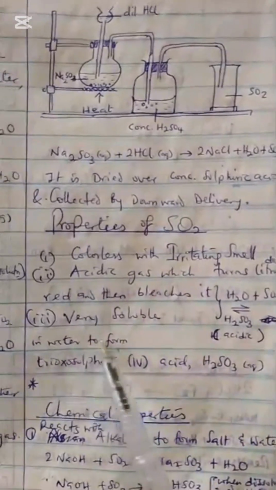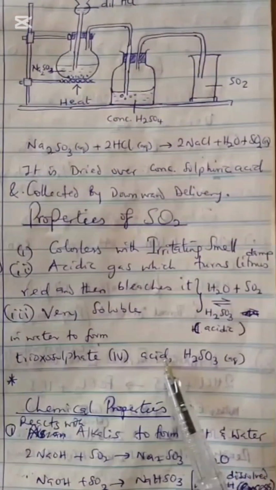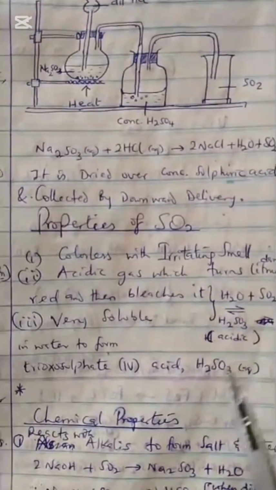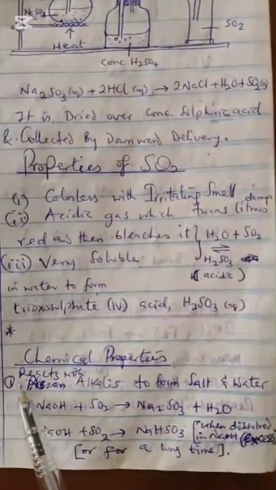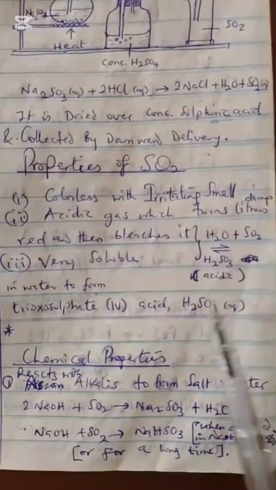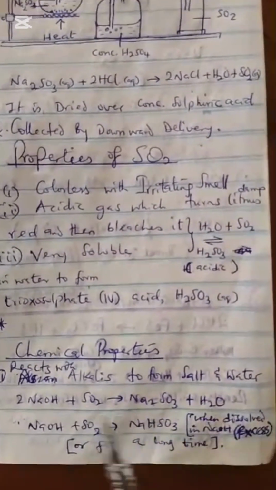It's very soluble in water to form trioxosulfate(IV) acid. That's what it looks like. So that's trioxosulfate(IV) acid. Chemical properties include that it reacts with alkalis to form salt and water. Of course, it's an acidic oxide, and that's one of the reactions.